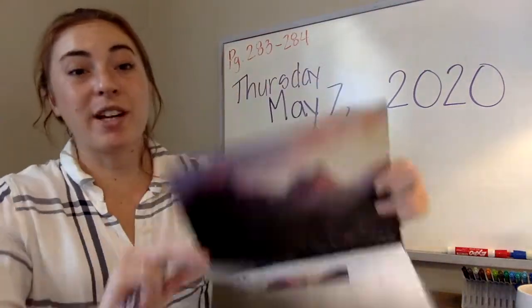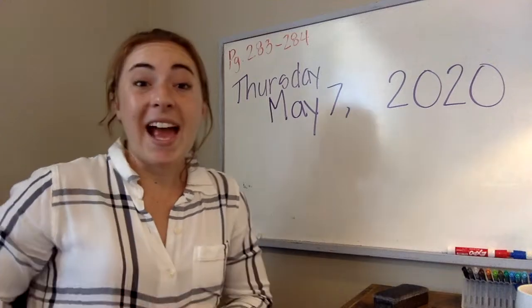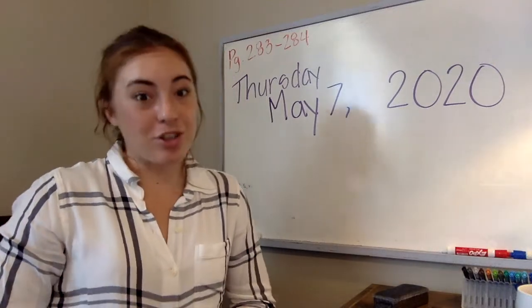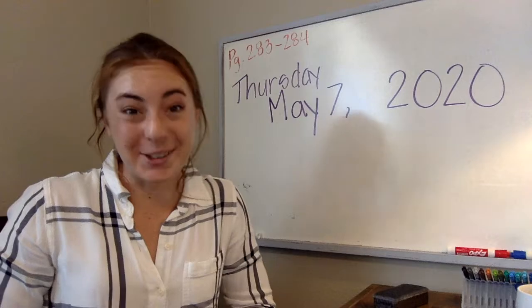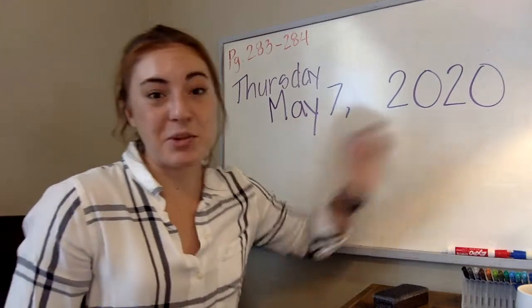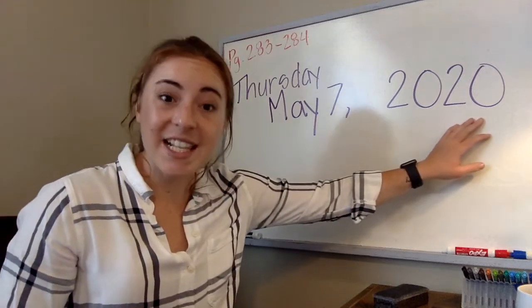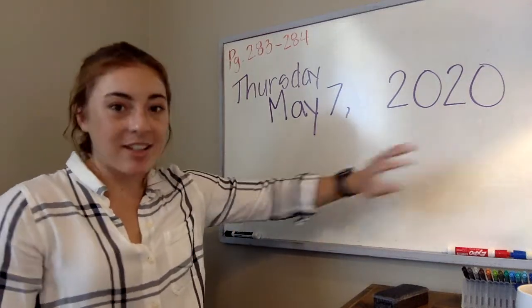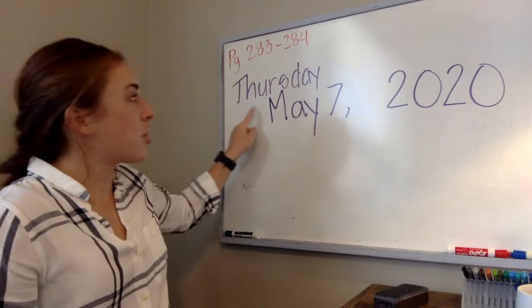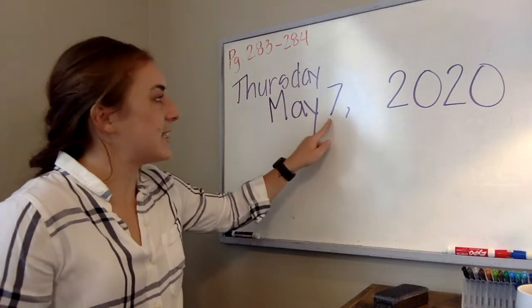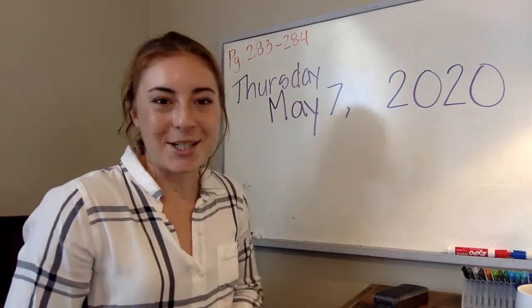It means that we are about 2020 years after Jesus was born. Isn't that cool? We're 2020 years after Jesus is born. So when we say the year, that's another part of the date. So what day is it? Thursday, May 7th, 2020. Good job.